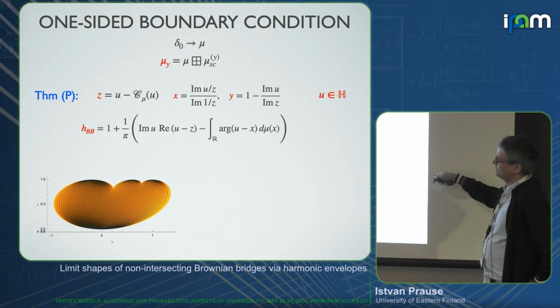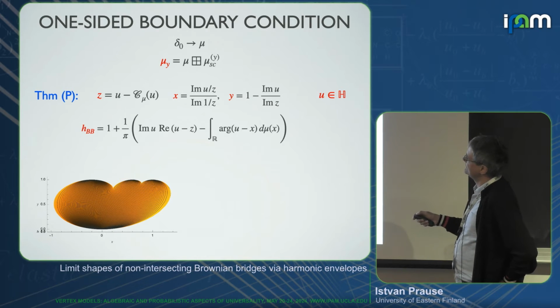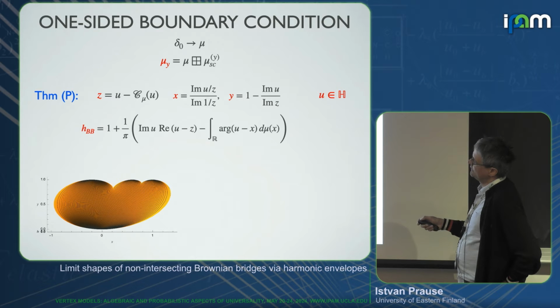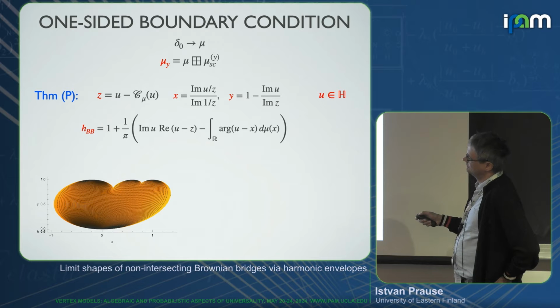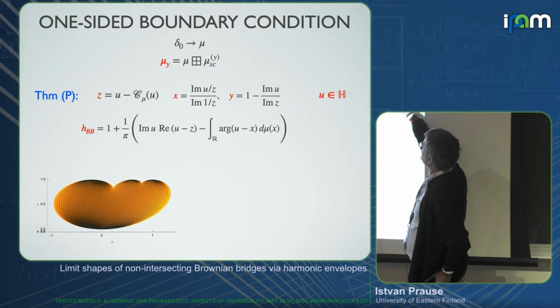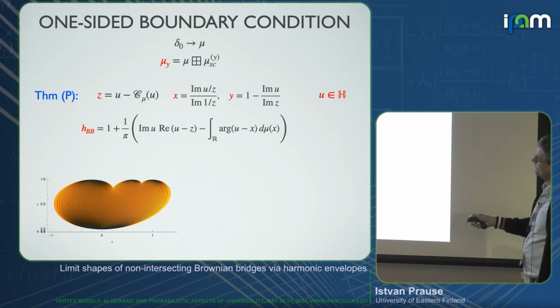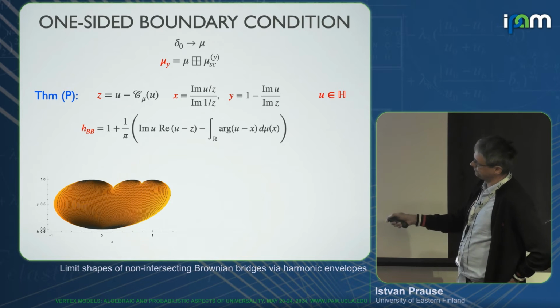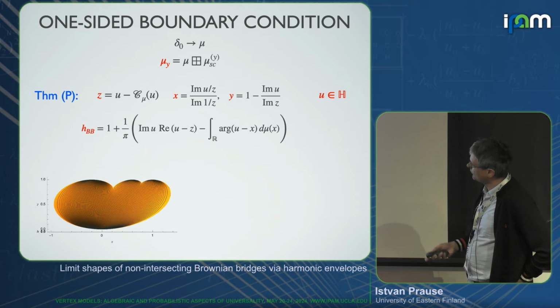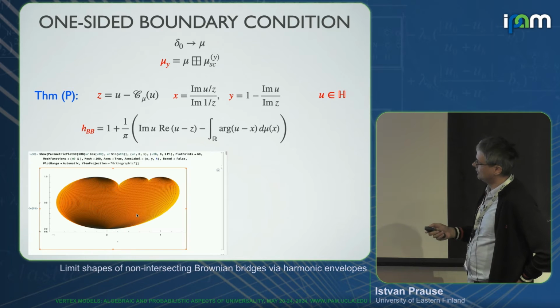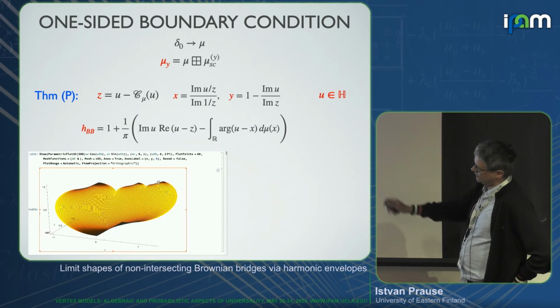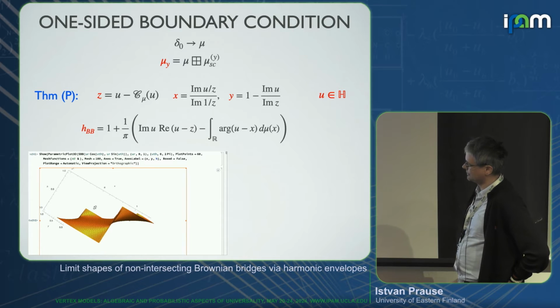But in terms of the limit surface, this can be solved explicitly in this way: we take now z to be u minus the Cauchy transform of the measure. The x coordinate is parameterized by this y in this way. So u runs through the upper half plane, and the height function itself is given here. So this is how the surface looks now in 3 dimensions.